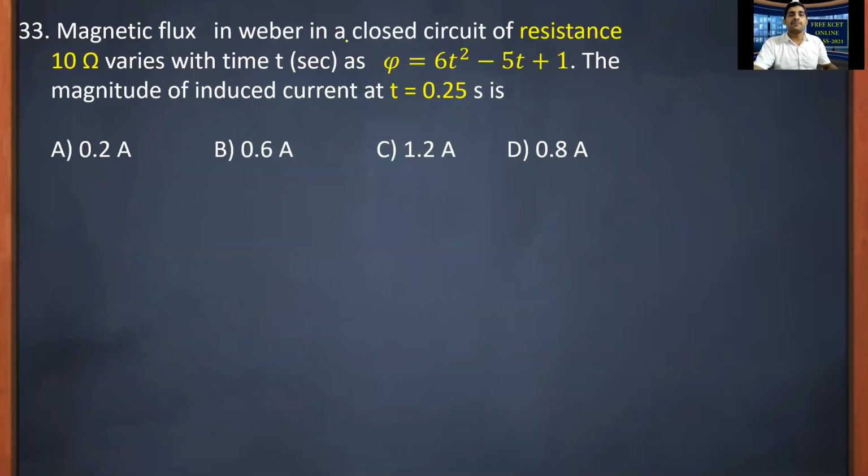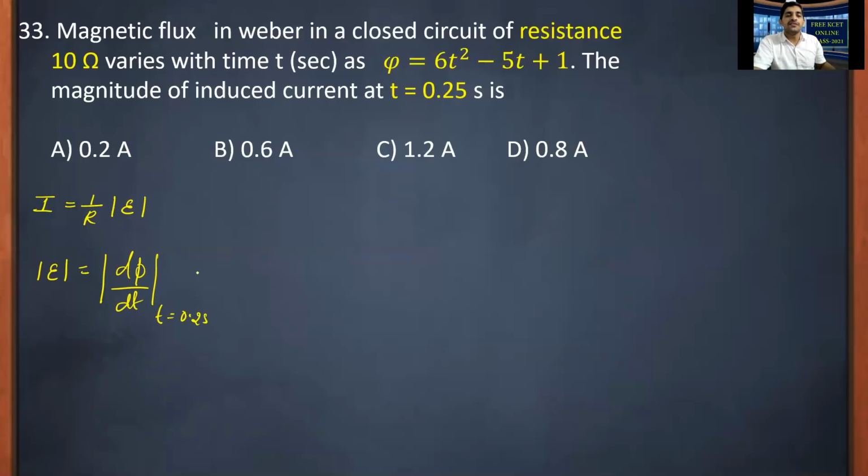The magnetic flux in Weber in a closed circuit of resistance 10 ohm varies with the time as phi is equal to 6t square minus 5t plus 1. The magnitude of the induced current at t equal to 0.25 second is. So what formula do we have? We have the formula for the induced current, I is equal to 1 by R into the magnitude of induced EMF. So what is induced EMF? Magnitude of the induced EMF is equal to magnitude of d phi by dt when t is equal to 0.25 seconds.